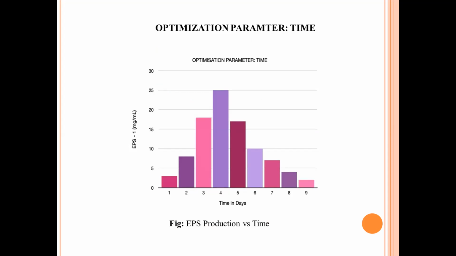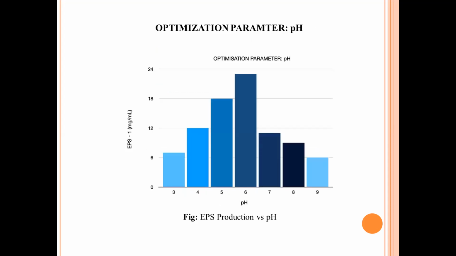Then we later conducted optimization of the parameters of time, pH and RPM, so as to produce a significant amount of EPS. When it comes to optimization of time, we have taken the time in days, and we have noted that on the 4th day, the EPS production peaked, that is, it produced 25 mg per ml, and later it decreased significantly.